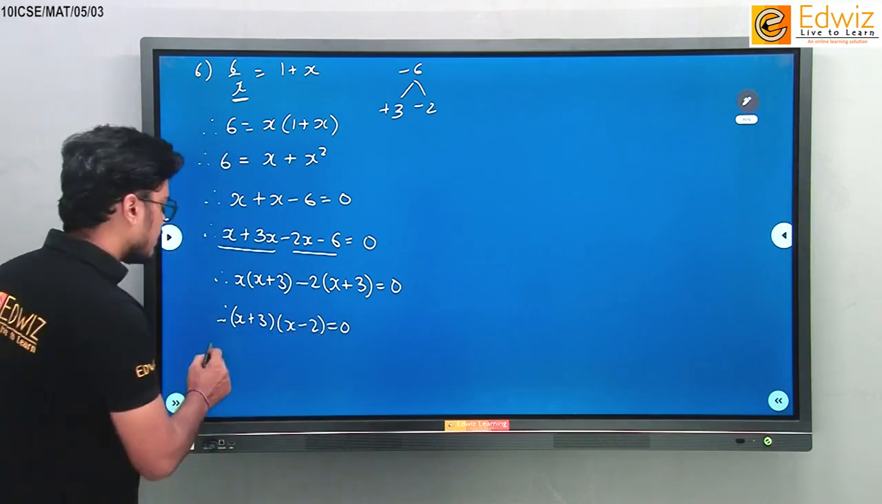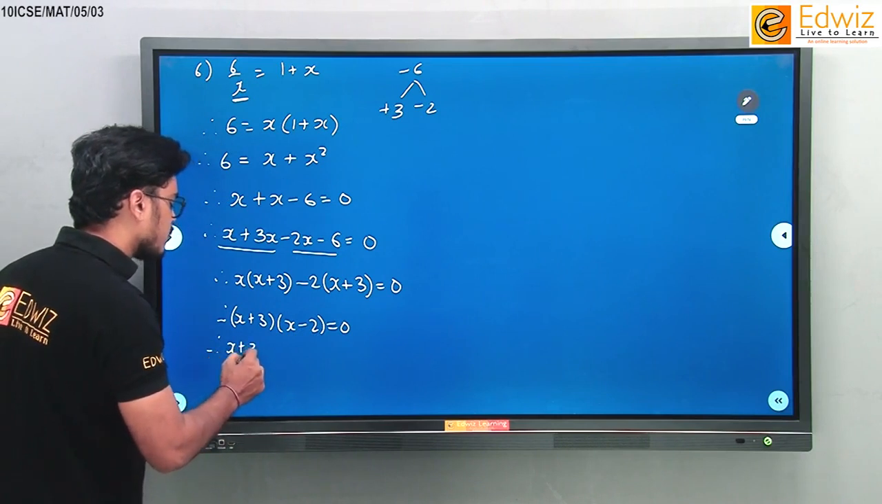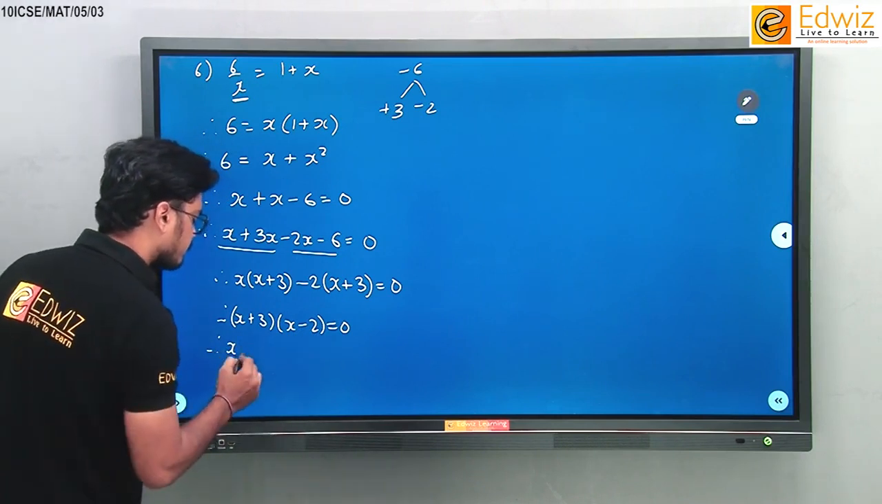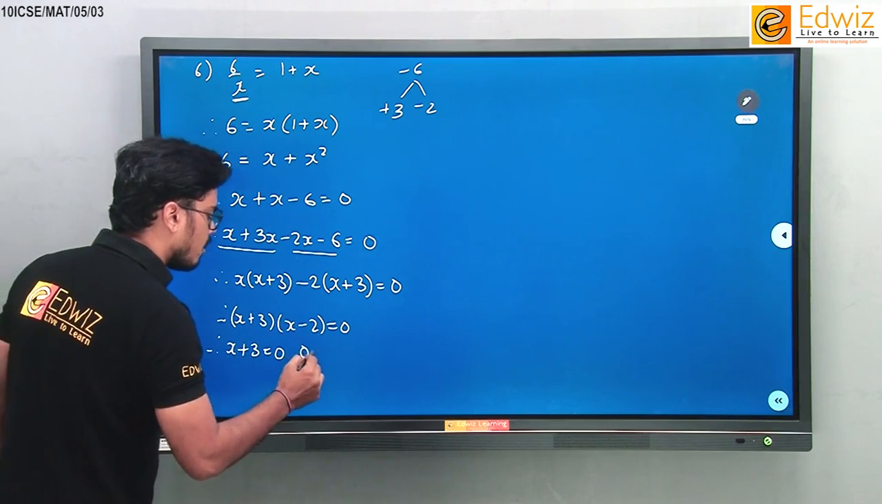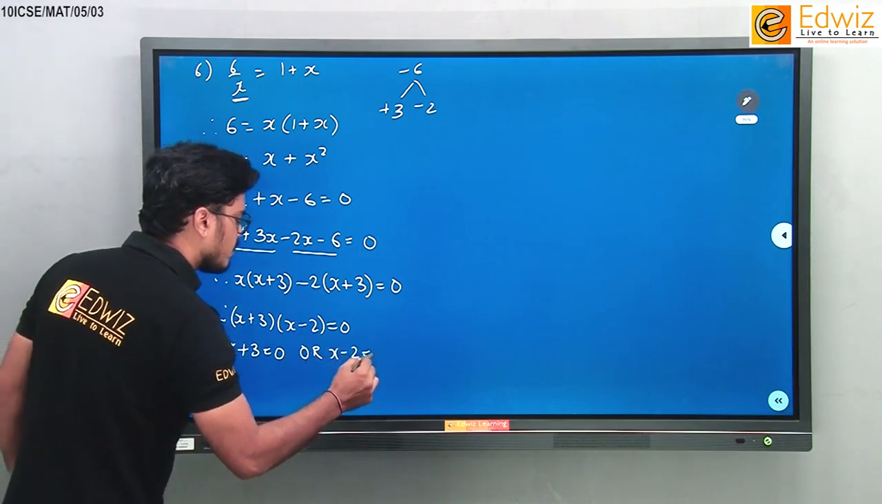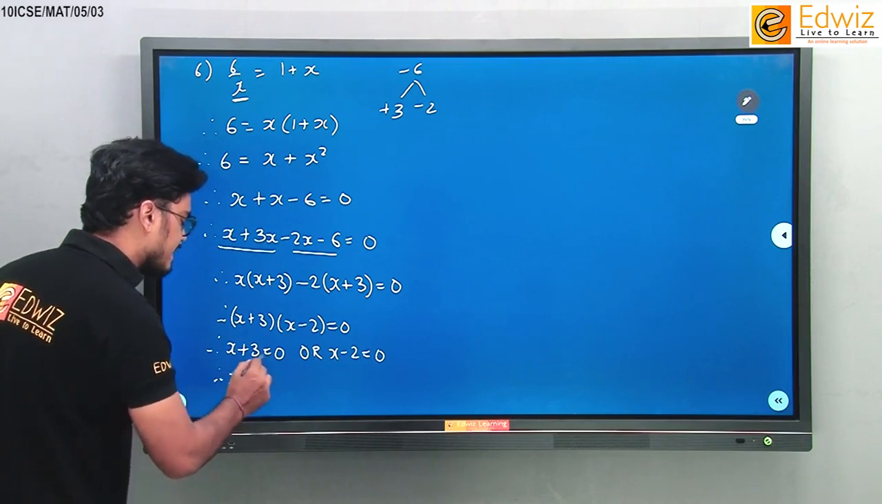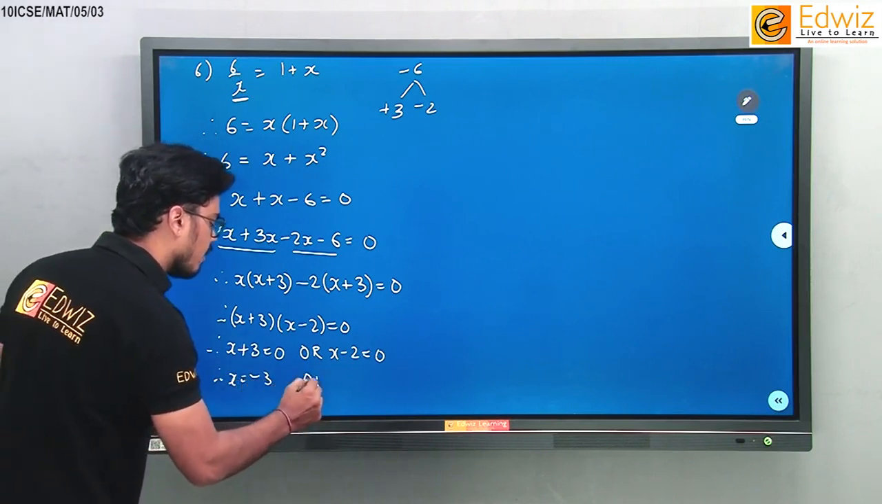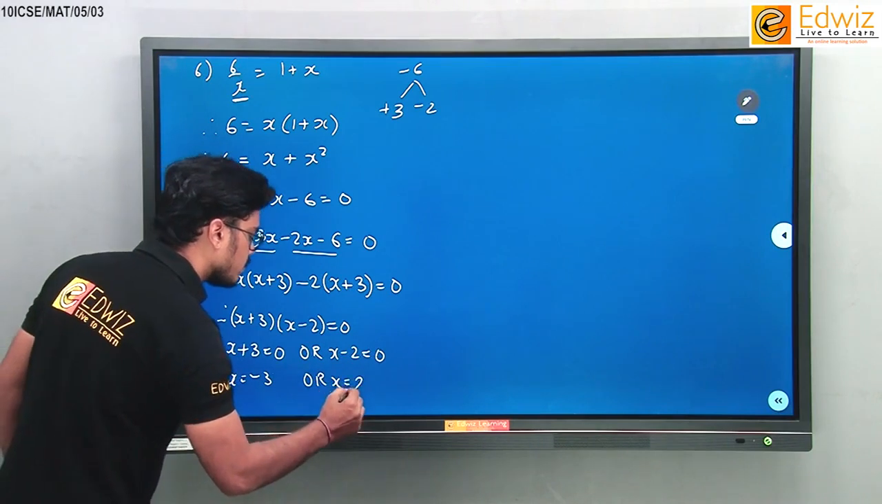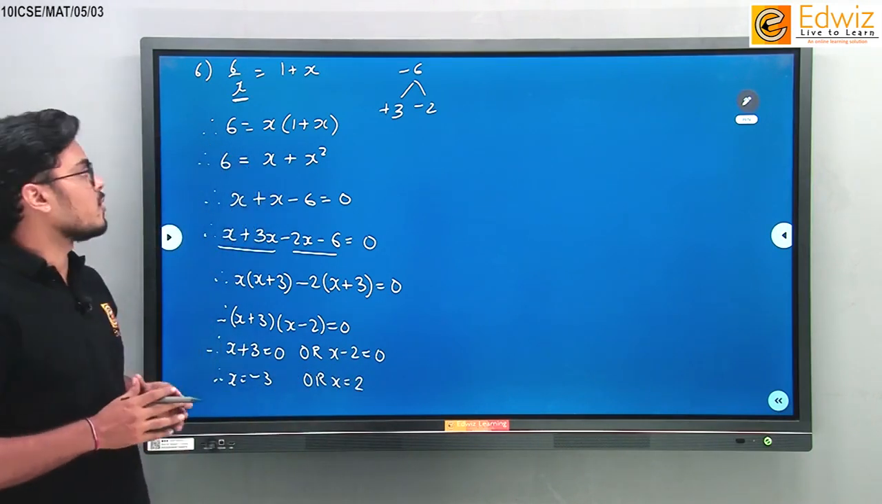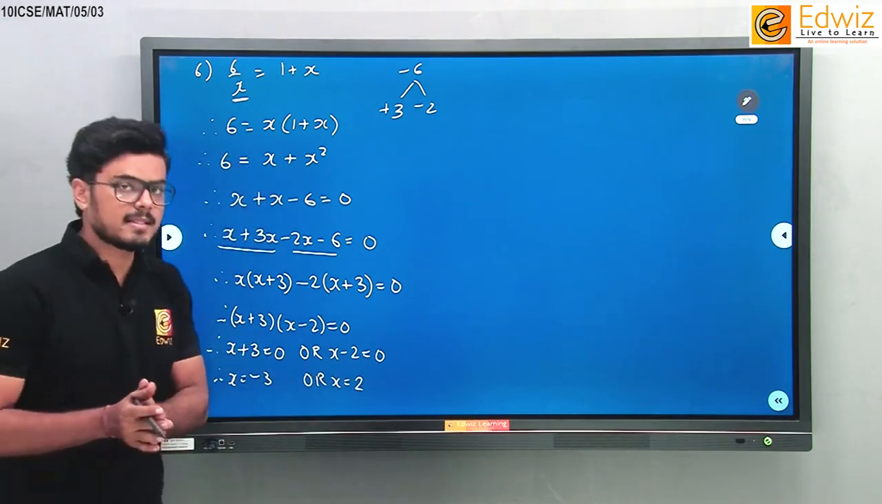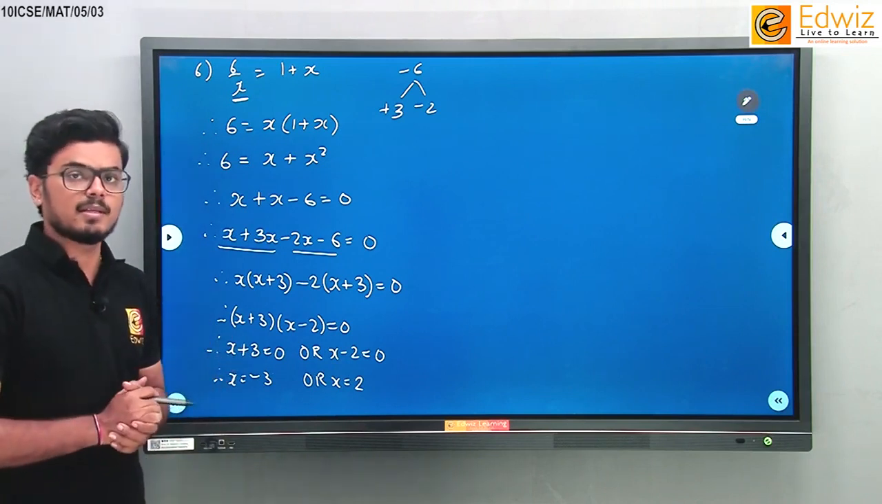So either x plus 3 equal to 0 or x minus 2 equal to 0. So x is equal to minus 3 or x is equal to 2. This is our final solution for this equation. Now take 30 seconds to note this down before we move on to the next question.